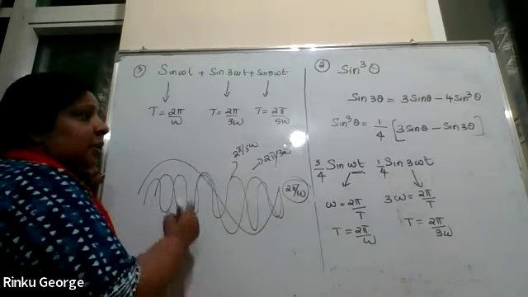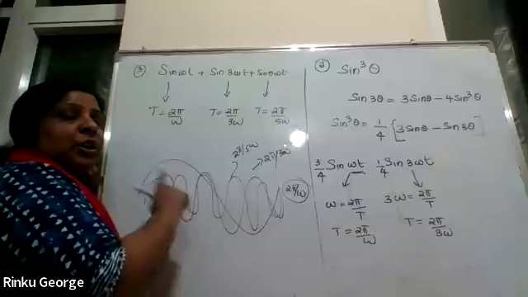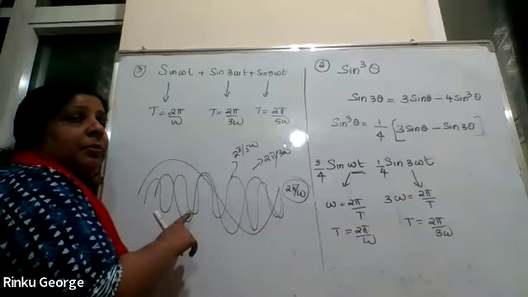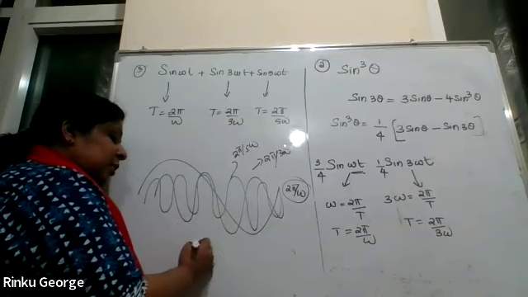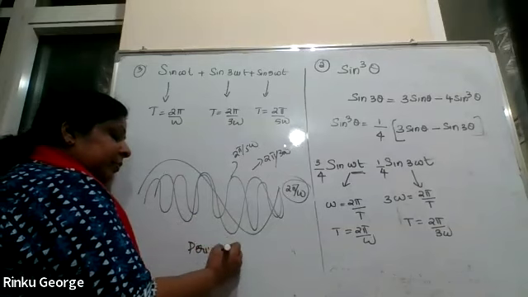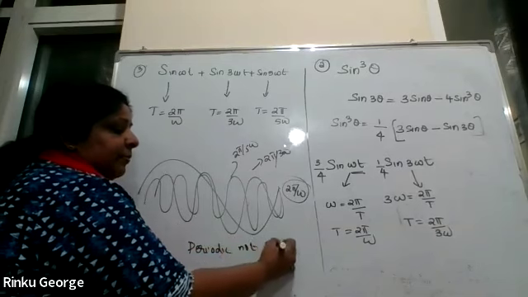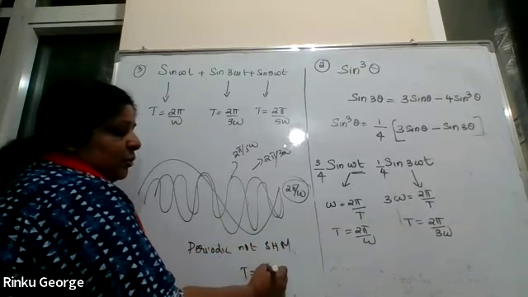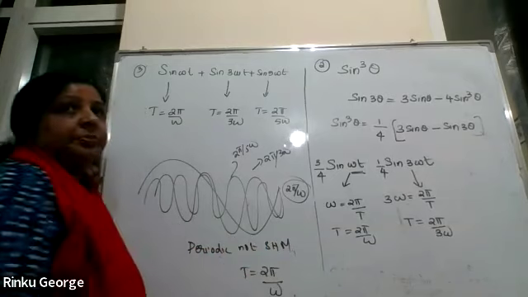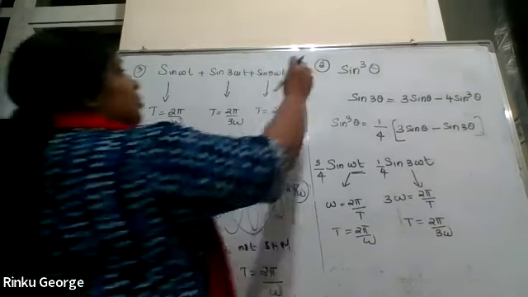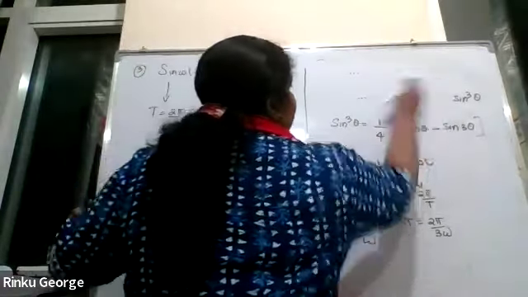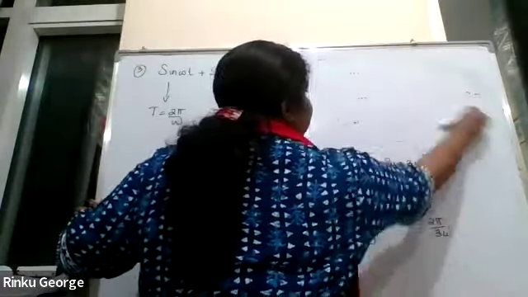So this is not an SHM, but periodic. Periodic, not SHM. And time period is 2 pi by omega. Okay, the next question. Two more, 4 and 5. No need to do anything in 4 and 5.